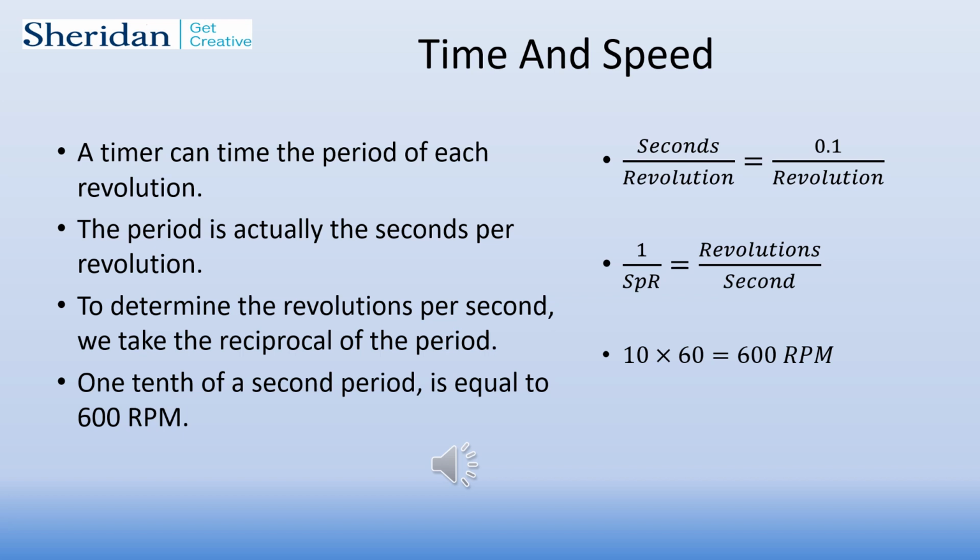The period is actually the seconds per revolution. That is to say, how many seconds each revolution takes. To determine the revolutions per second, we take the reciprocal of the period. In other words, 1 over seconds per revolution. 1/10 of a second is equal to 600 RPM.